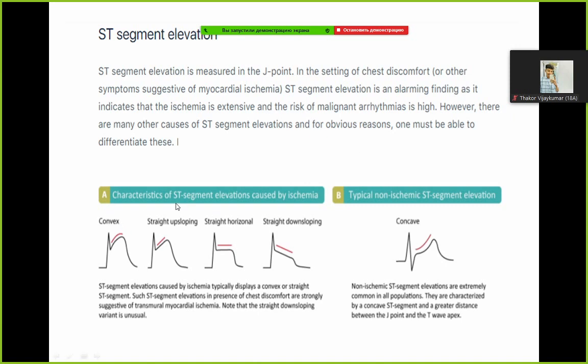There may be different types of ST segment elevation: convex, straight up-sloping, straight horizontal, straight down-sloping. This is the most typical for ischemia. And non-ischemic ST segment elevation is concave.